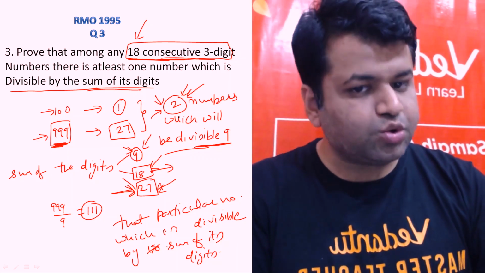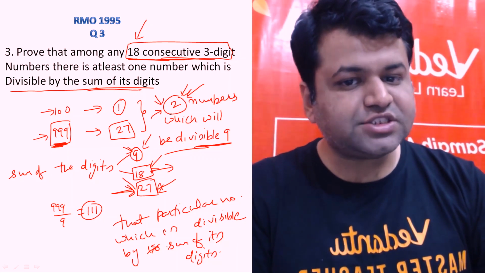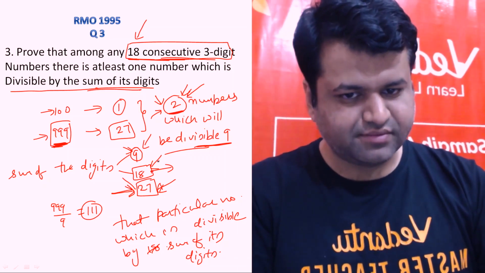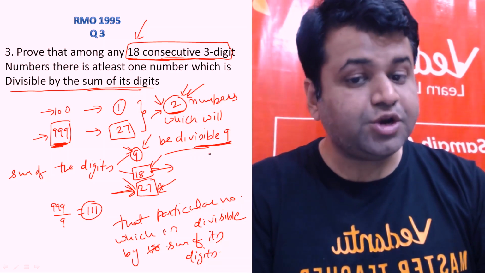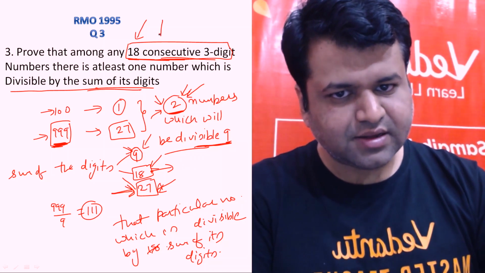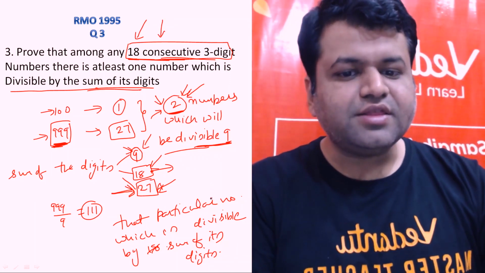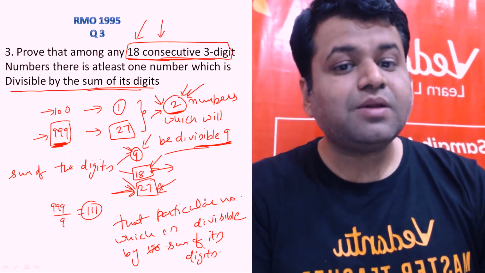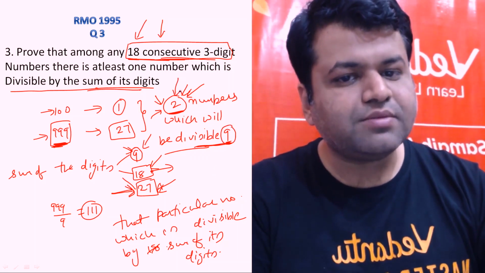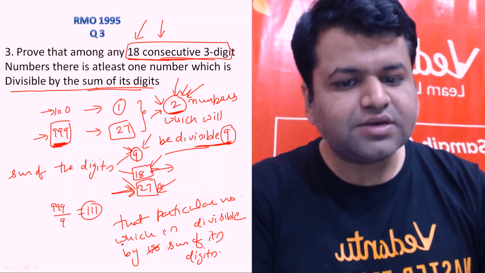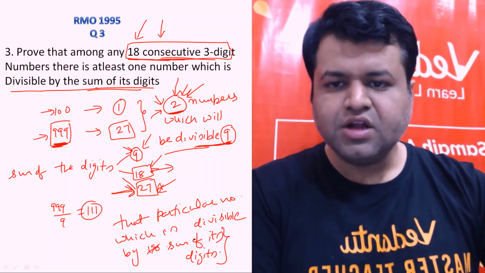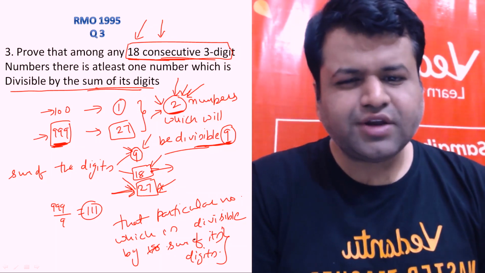So we are left with only one case. What if the sum of digits of both these numbers is 18? So 18 is divisible by 9, but we need to prove that the number is divisible by 18. Among 18 consecutive numbers, there will be exactly one number which is divisible by 18, and that will obviously be divisible by 9, and hence it should be among these two numbers. That particular number hence will be divisible by the sum of its digits, right?